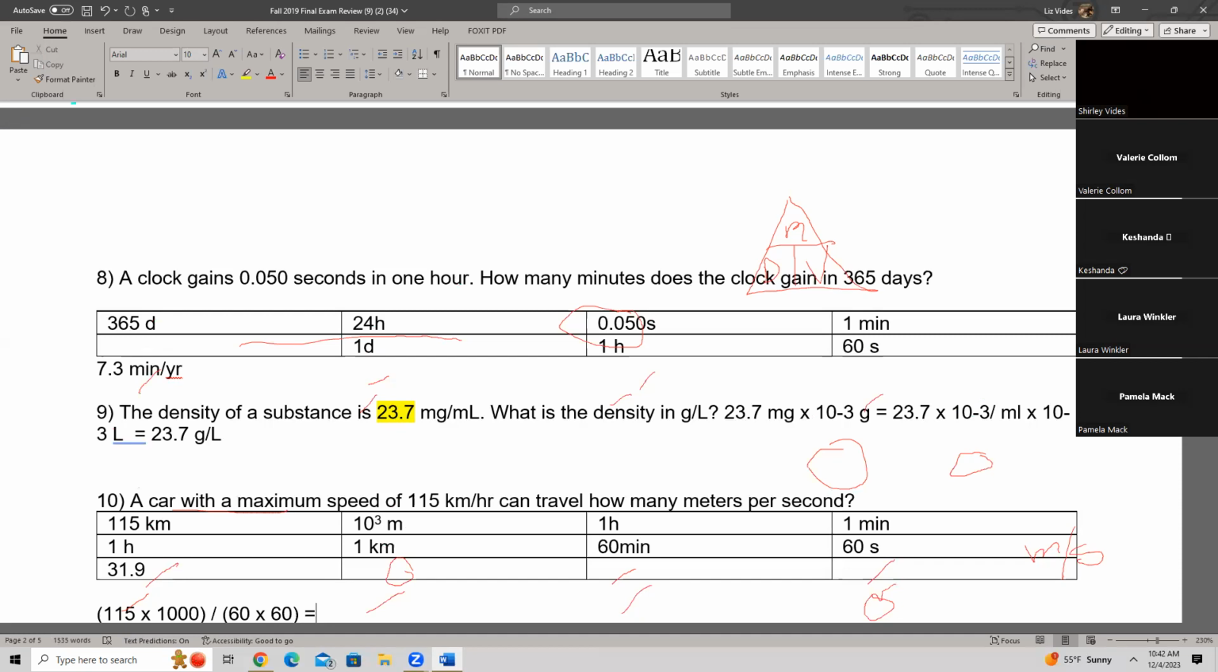I got a syntax error. My calculator is not as good as yours. Yeah, I get 31.9 meters per second. That's what I get.